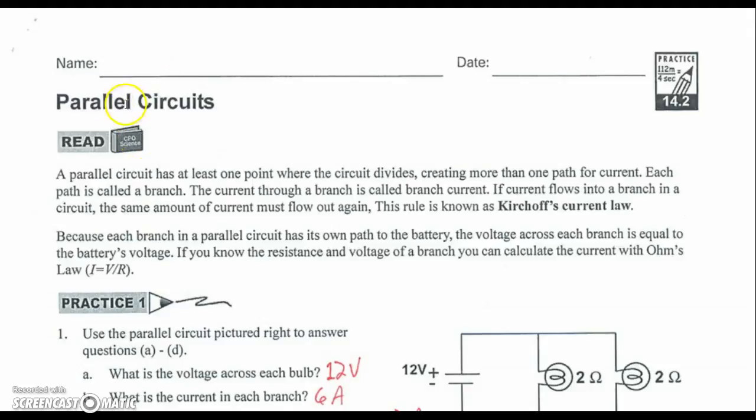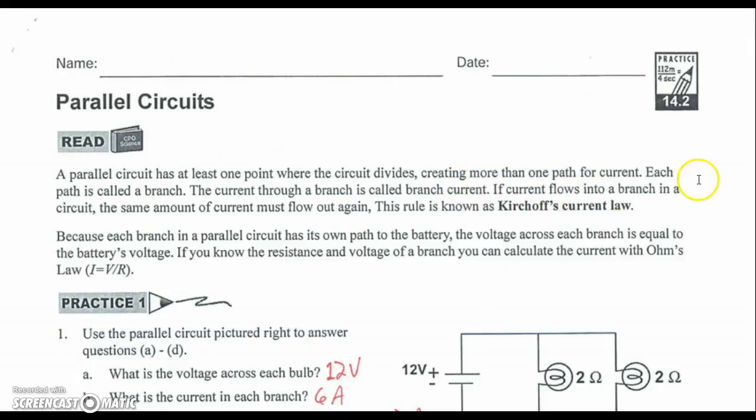Alright, I'm going to walk you through how to solve for the parallel circuits, the handout we did in class. Make sure you realize that a parallel circuit has at least one point where the circuit divides, creating more than one path for current. Each path is called a branch. The current through a branch is called branch current.